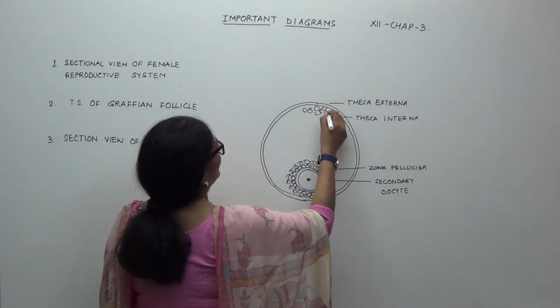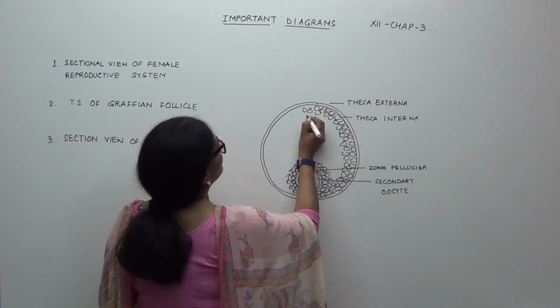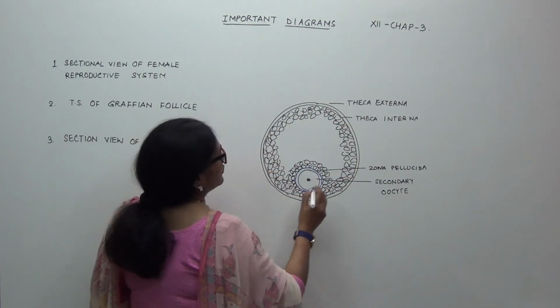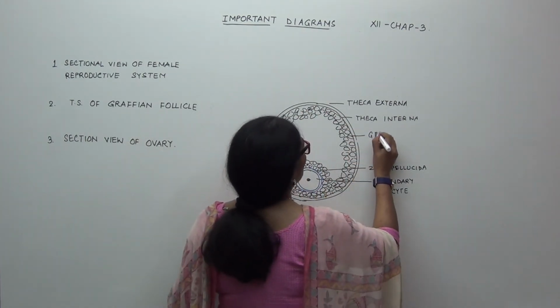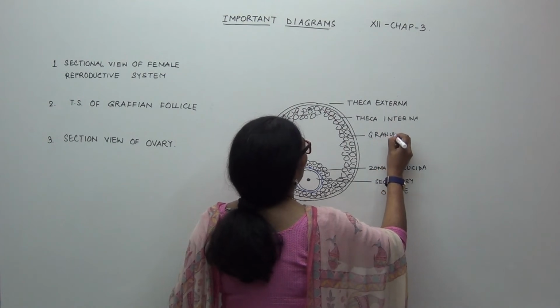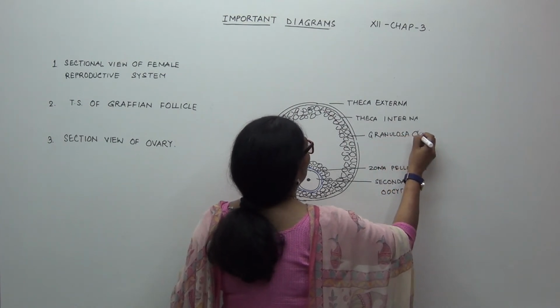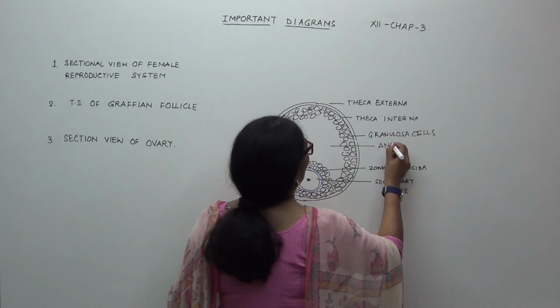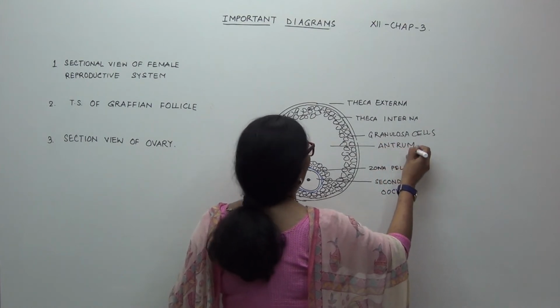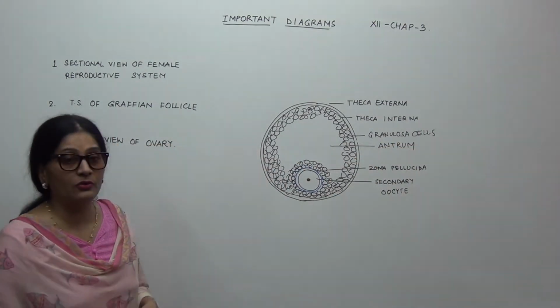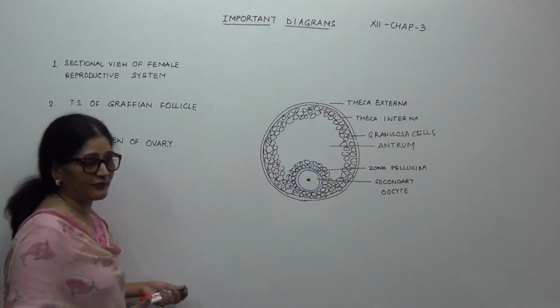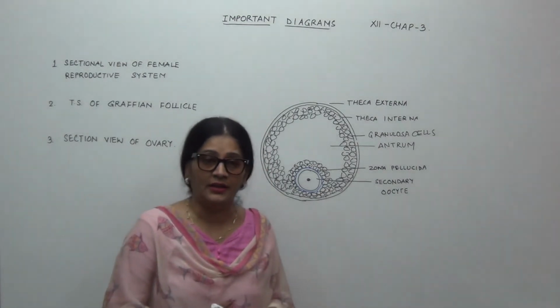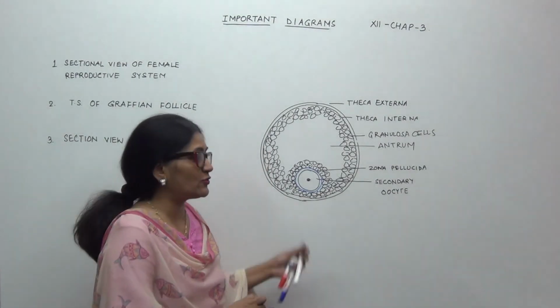We need to make them here as well. So these are my granulosa cells, and there is a fluid filled cavity called antrum. So this diagram is more than enough for you. This is the diagram of TS of a human Graafian follicle. This has come twice, so please do practice it.